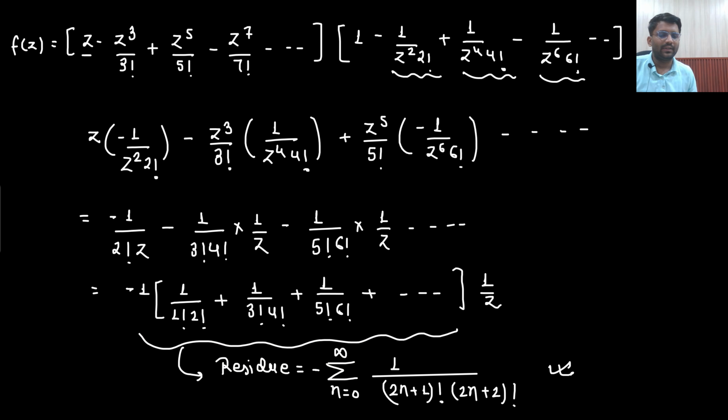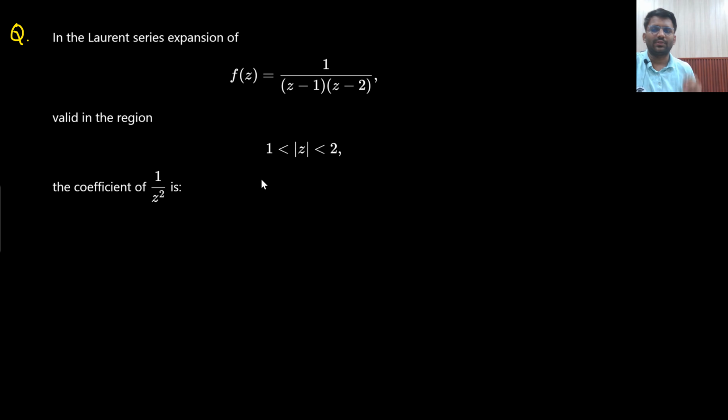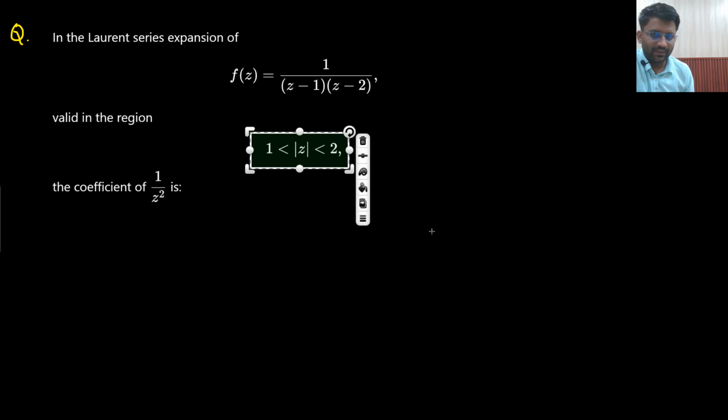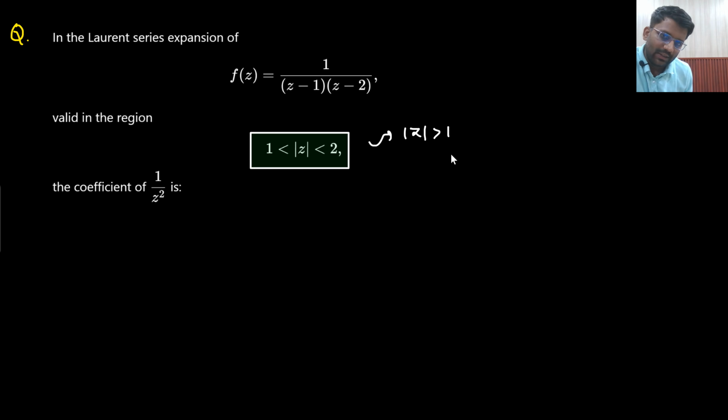Understandable? So now you try solving this question. In the Laurent series expansion of f of z equals 1 upon z minus 2, for the region mod z greater than 1 but less than 2, what is the coefficient of 1 by z square? You need to find out the coefficient of 1 by z square.